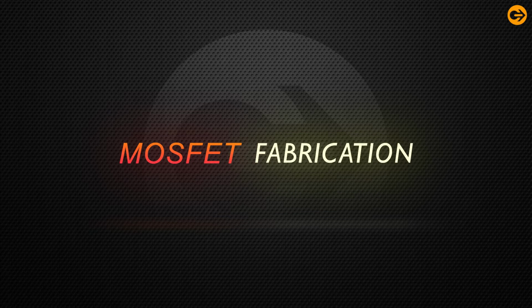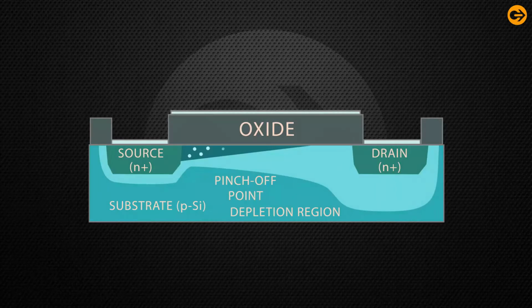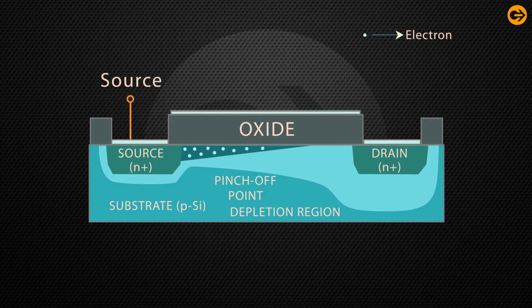Today we are going to discuss the fabrication process of the MOSFET. MOSFET is an active symmetrical voltage-controlled device consisting of source, gate, drain and body terminals.